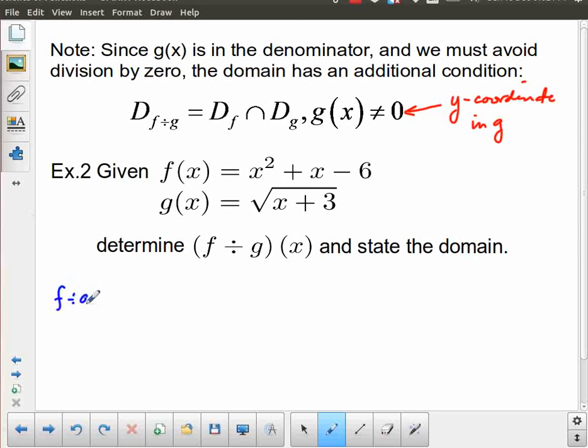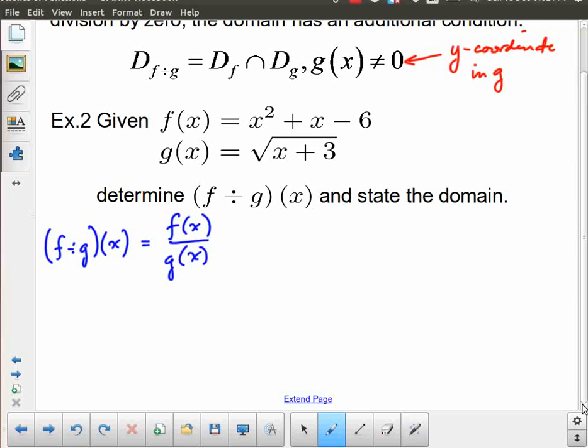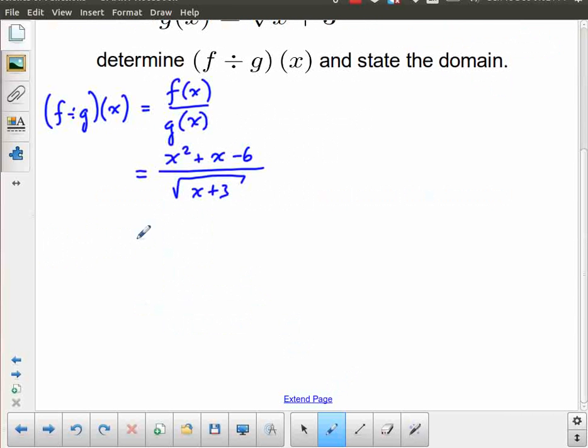So f divided by g of x is f of x over g of x. That's the definition. And then I move forward from there. f of x is this quadratic, x squared plus x minus 6, all divided by the square root of x plus 3. I chose this quadratic specifically because it can be factored into x plus 3 and x minus 2, over the square root of x plus 3.